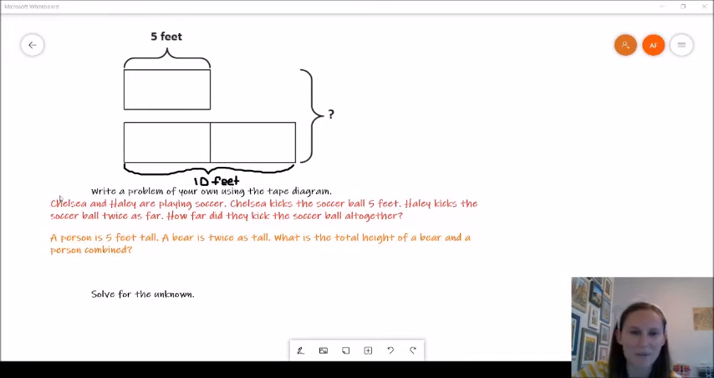So here's my other word problem. A person is 5 feet tall. A bear is twice as tall. What is the total height of a bear and a person combined? Does that match my tape diagram?